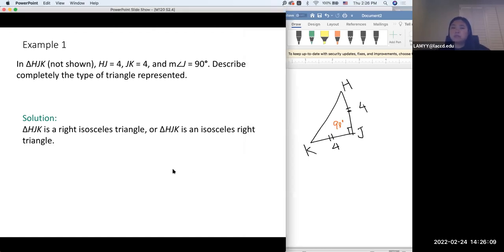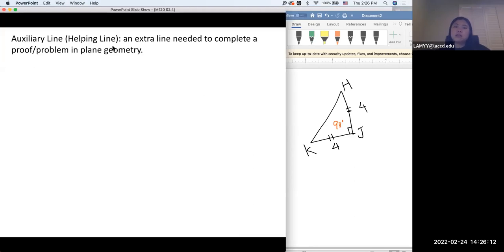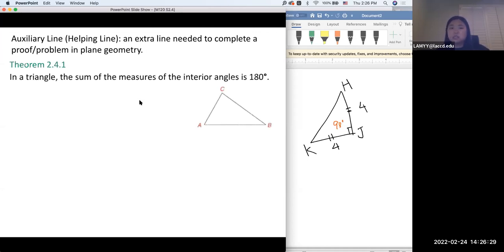Okay, next one. Auxiliary line, helping line. An extra line needed to complete a proof or problem in plane geometry. So sometimes if you want to prove something, you may want to add something to the picture. This one is called a helping line. Okay, let's see this theorem. In a triangle, the sum of the measures of the interior angles is 180. You guys should understand this part, right? Interior angles means angle A, angle B, and angle C. The sum of these three angles will be equal to 180 degrees.